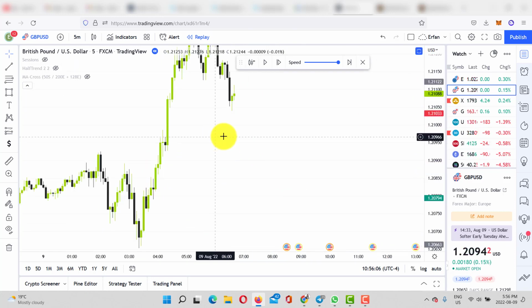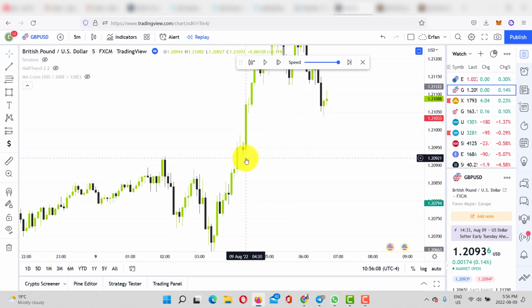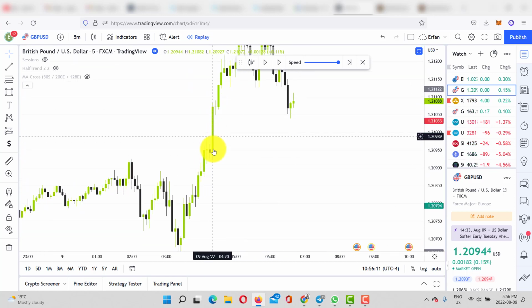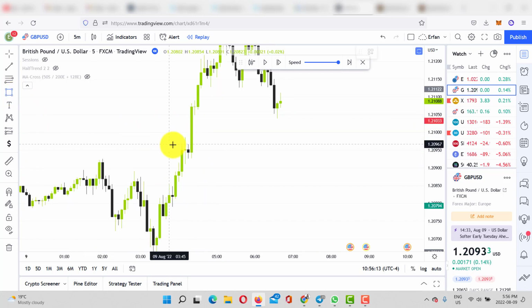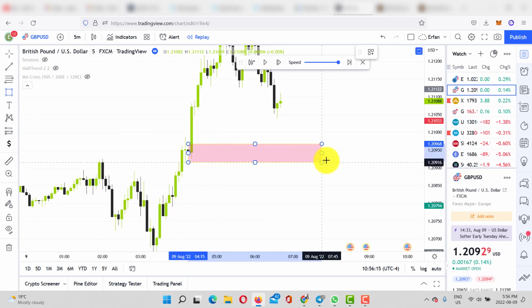So this is a high probability demand zone right here because this is the last bearish candle, and after that we have a huge candle that spiked towards upside. Can you see this, guys? There's a high probability demand zone right here.